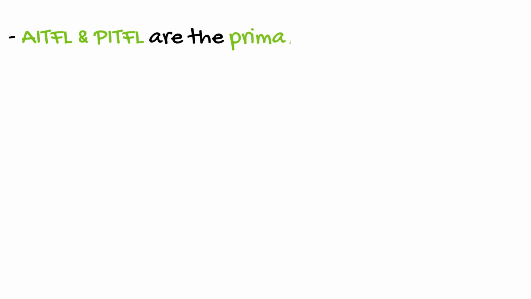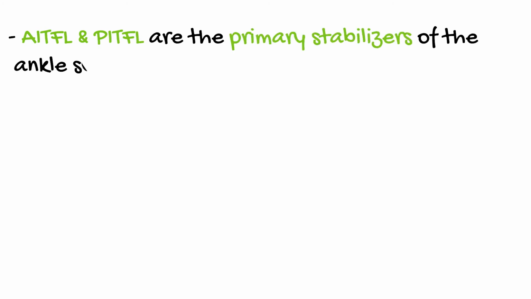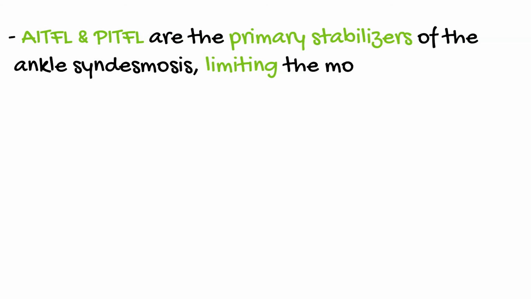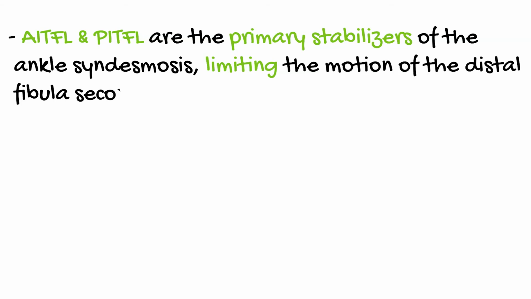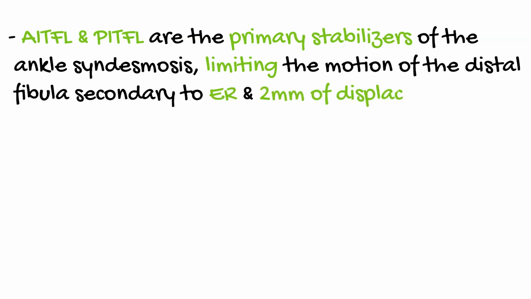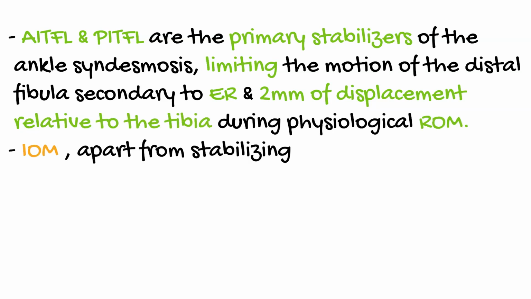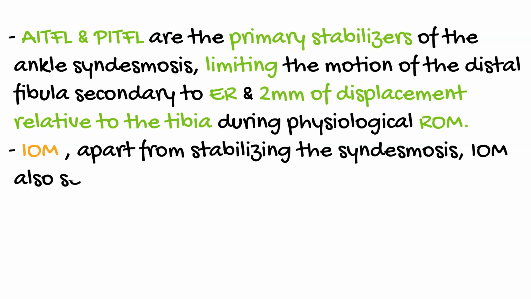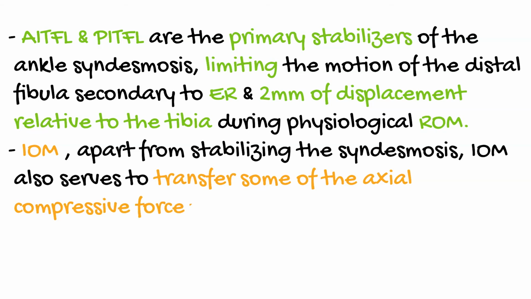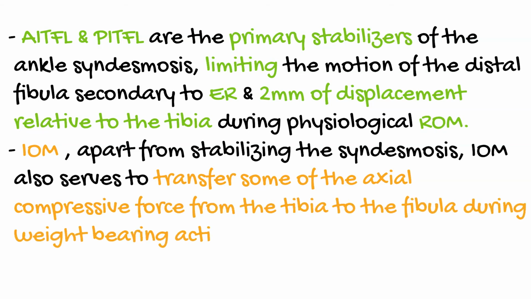The anterior inferior tibiofibular ligament, AITFL, and posterior inferior tibiofibular ligament, PITFL, are the primary stabilizers of the ankle syndesmosis, limiting the motion of the distal fibula secondary to external rotation and 2 mm of displacement relative to the tibia during the physiological range of movement.